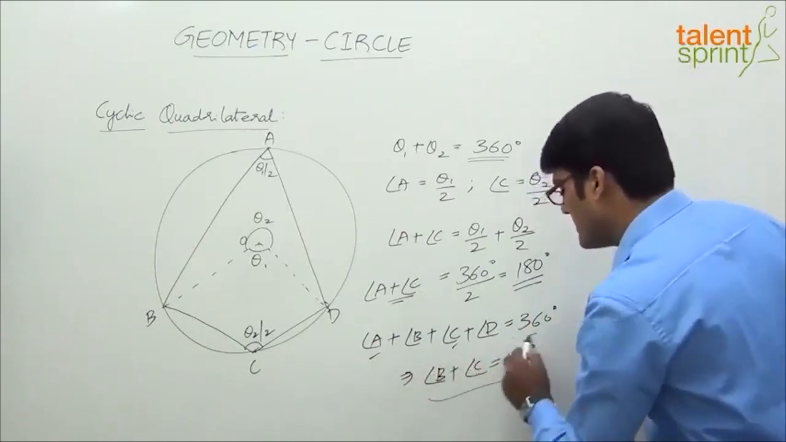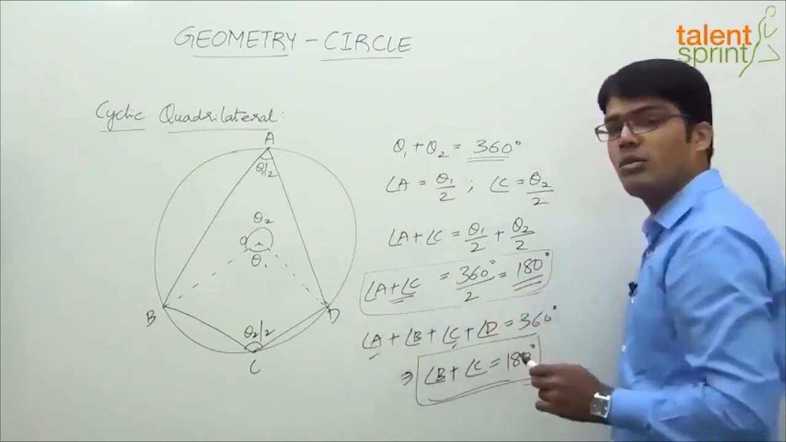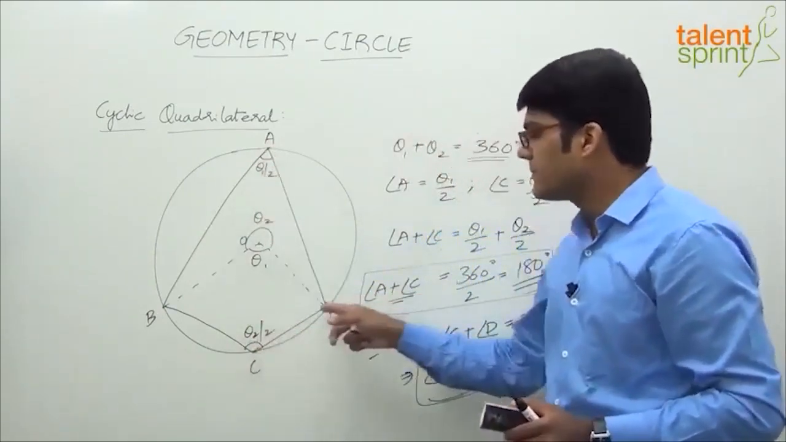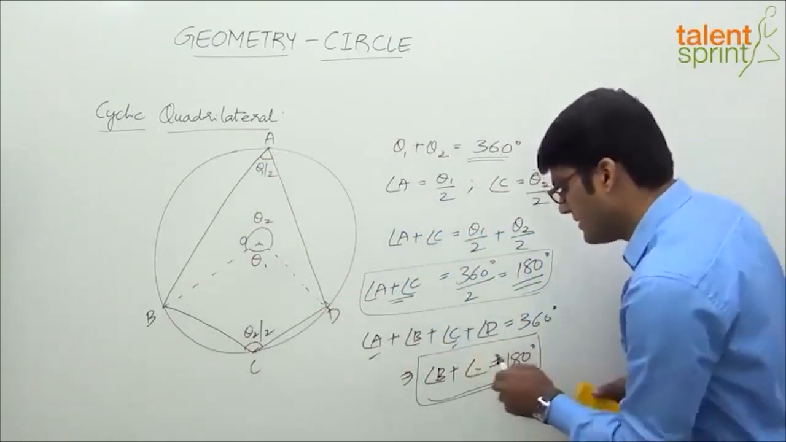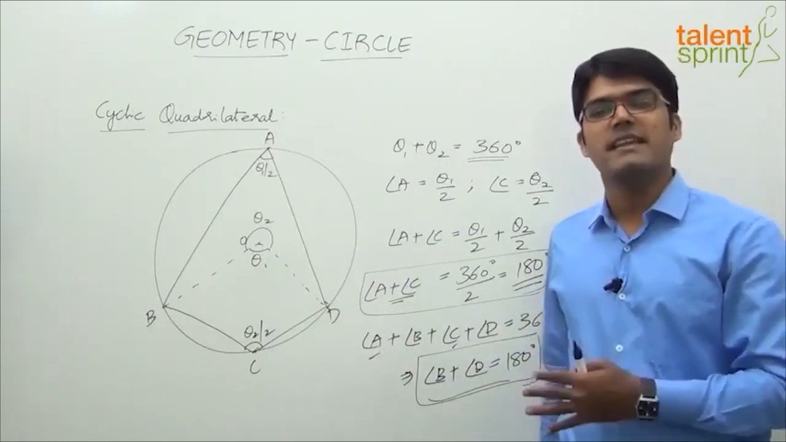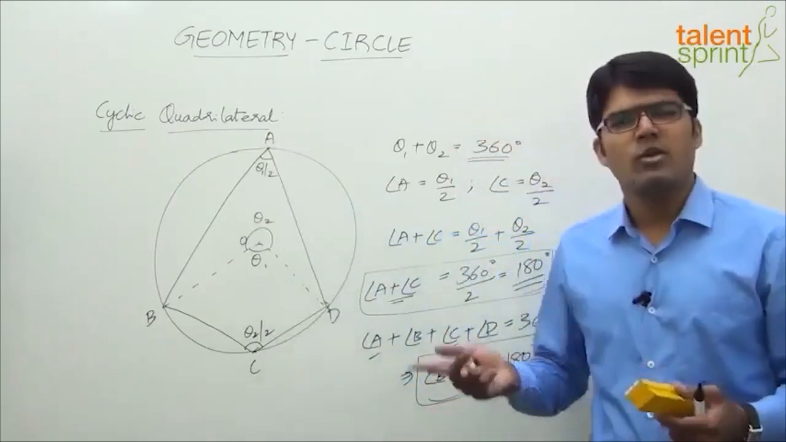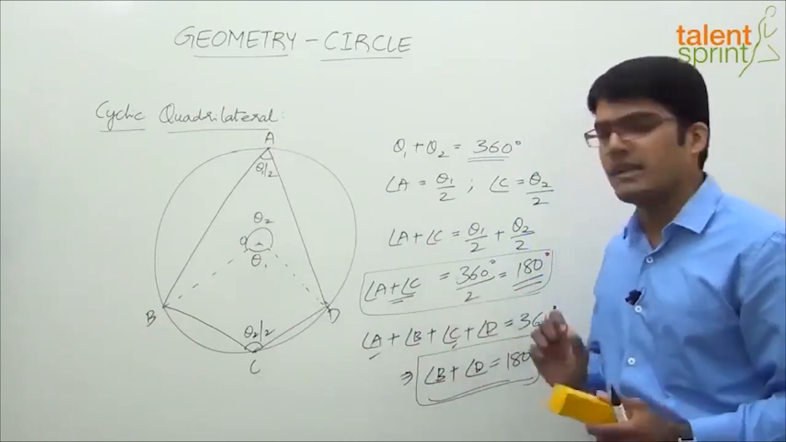So from these two points, A plus C equals 180 and B plus D equals 180. What do we conclude? We can conclude that the sum of the opposite angles A and C, and the other pair of opposite angles B and D, will be equal to 180 degrees. So clearly in any cyclic quadrilateral, the sum of opposite angles is 180 degrees. And obviously in any quadrilateral, the sum of all the four interior angles is 360 degrees. We have used that point as well here.